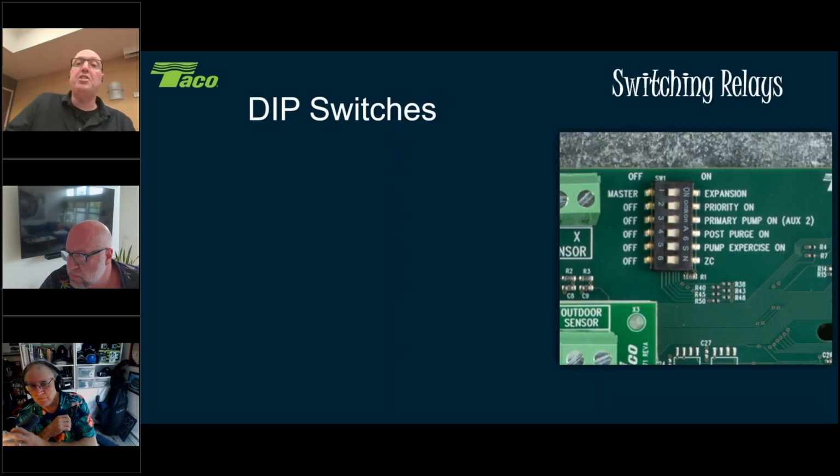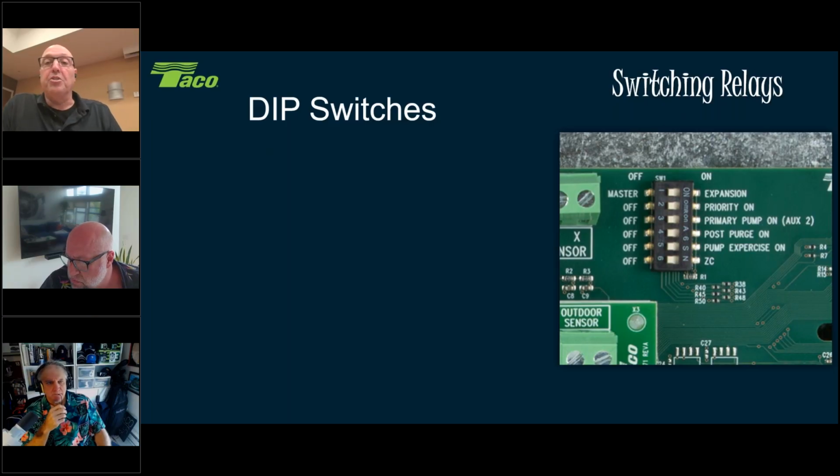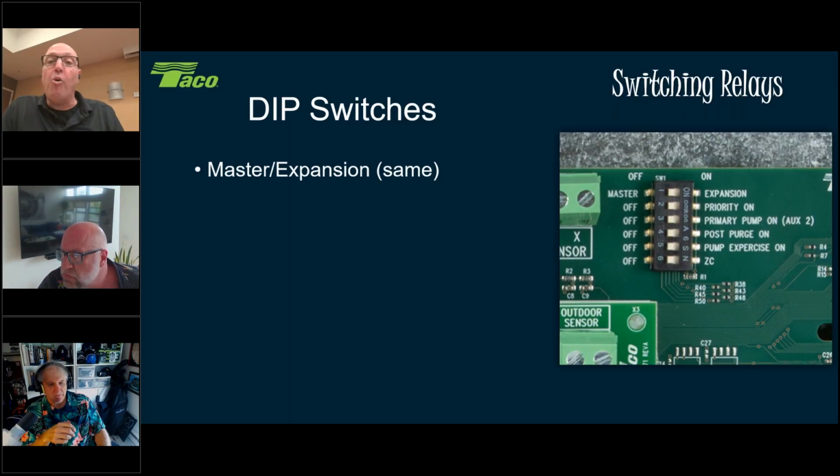All right, so here's the dip switches on the Dash 5 boards. So here's our switching relay. You'll see the top switch here is your master expansion switch. That's the same as before. Your master switch is the one that's in your boiler room. That's going to control the boiler. That's going to have your domestic hot water priority and also your boiler pump if need be. Your expansion controllers would be just zone panels. And you just, again, you're daisy chaining those wires back and forth.